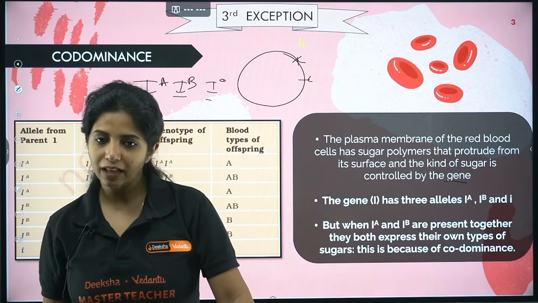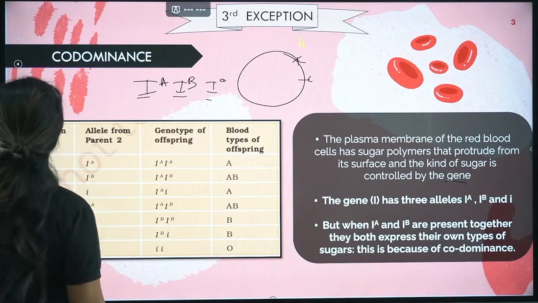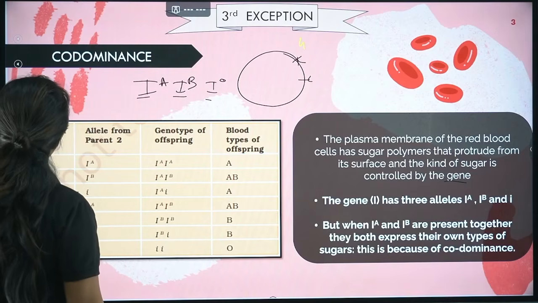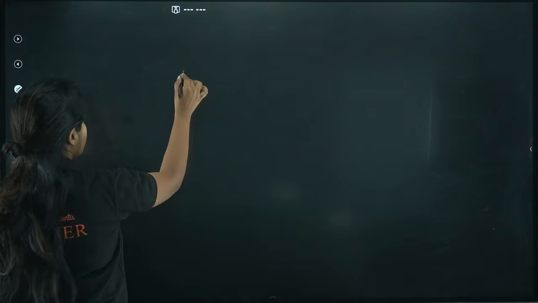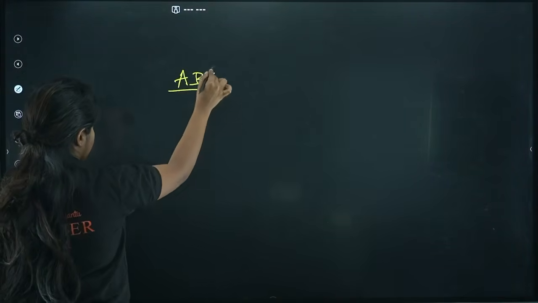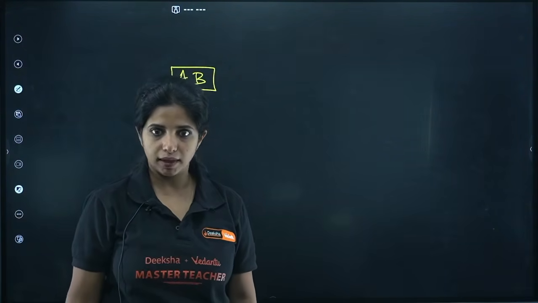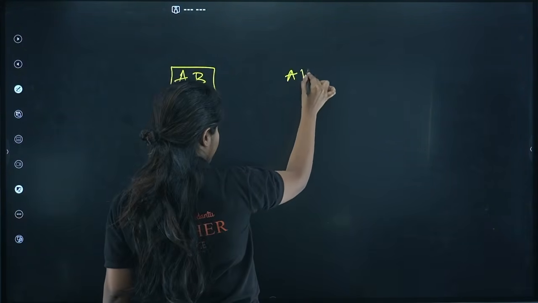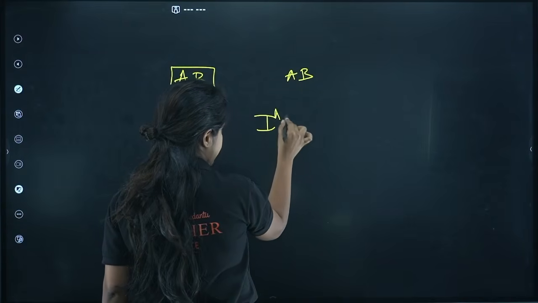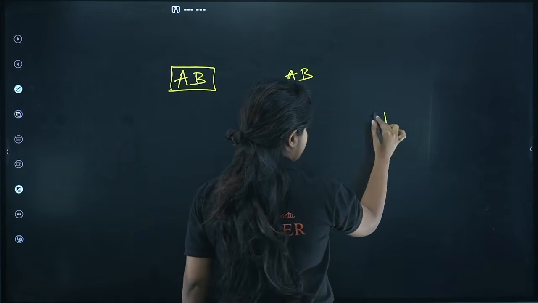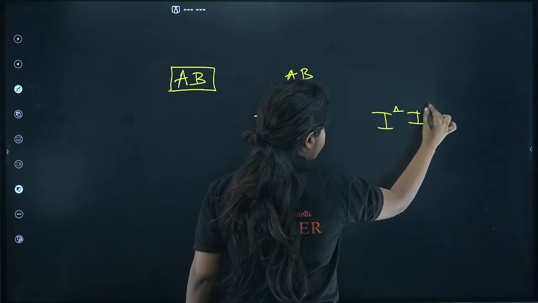Okay, fine. Just to make you understand, if both the parents have AB blood group, what is the maximum phenotype that you can see? Both the parents are having AB blood group, right? So IA IB and IA IB. I need to cross it.